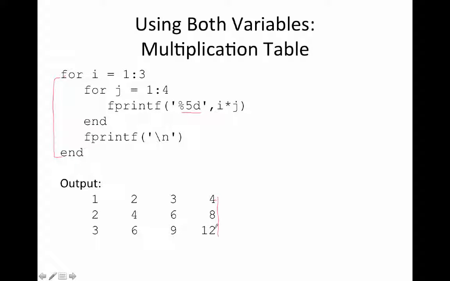Okay, so when I has the value 1, we're printing 1 times the values of J that'll iterate from 1 to 4. So 1 times 1, 1 times 2, 1 times 3, 1 times 4. We're printing those 4 values, and then printing the new line character at the end to move the cursor down to the next line. And then when I has the value 2, we're printing 2 times 1, 2 times 2, 2 times 3, 2 times 4, and then printing the new line character. And then when I has the value 3, we're printing 3 times 1, 3 times 2, 3 times 3, and 3 times 4, and the new line character, which moves us down.